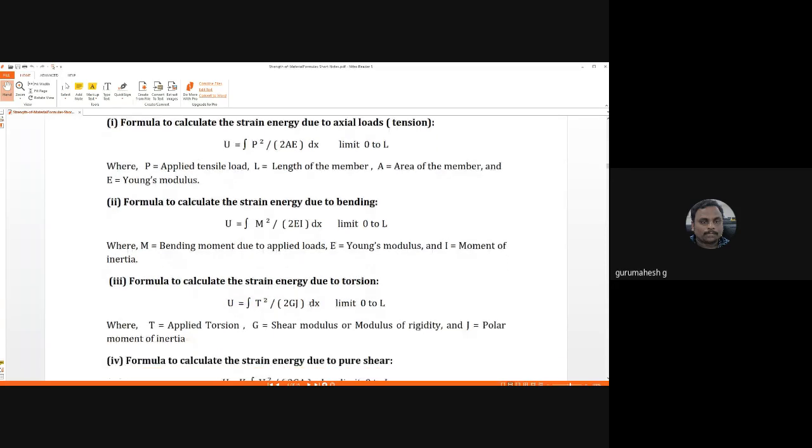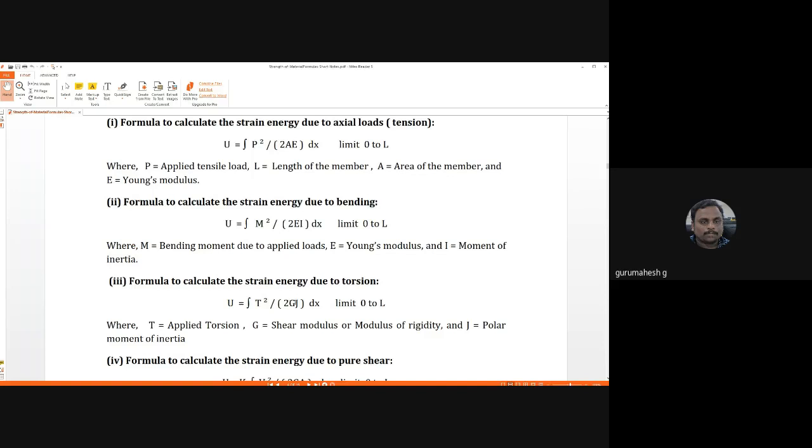Similarly for torsion, U is equal to the twisting moment squared by 2 into GJ, dx. Just remember that. Generally, to calculate the tensile strain energy for a body, we need to consider area and Young's modulus. For bending, instead of area, we take the moment of inertia. When it comes to torsion, we need to take the polar modulus and G. G is nothing but the rigidity modulus.